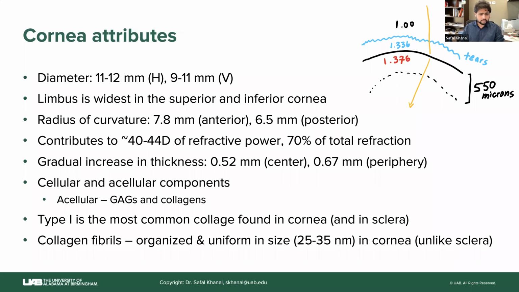The acellular components are mostly glycosaminoglycans and collagens. Type 1 is the most common collagen found in cornea, also to some extent in sclera. And an important distinction to sclera is that the collagen fibers in cornea are uniform and organized, and this contributes to maintaining transparency in the cornea, unlike sclera where the fibrils are random. So the sclera is mostly opaque.